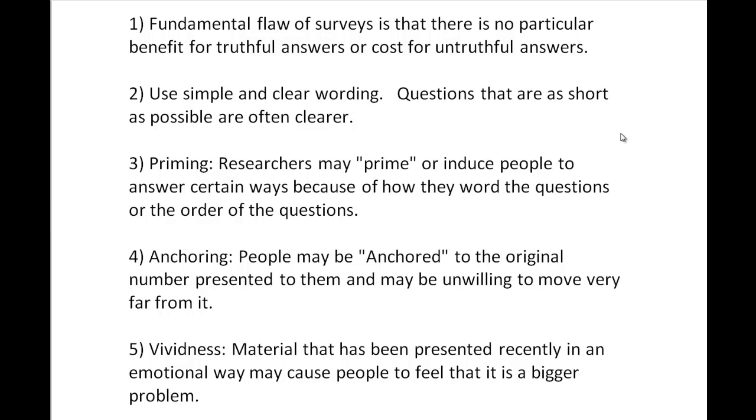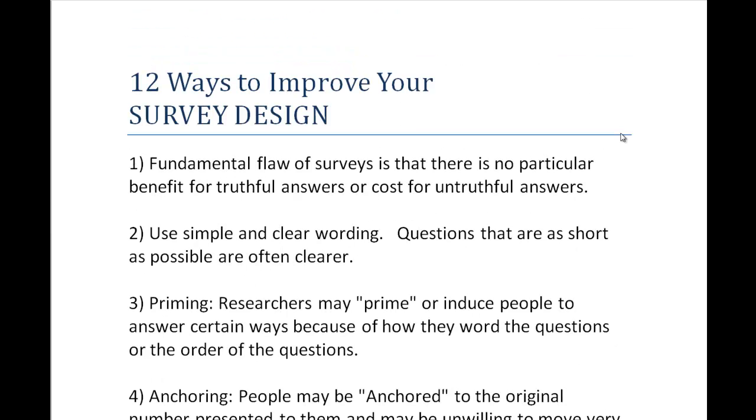And here's 12 ways to help you do it. It's hard to get all of them, but hopefully it helps. And so, 12 ways to improve your survey design. Thank you.